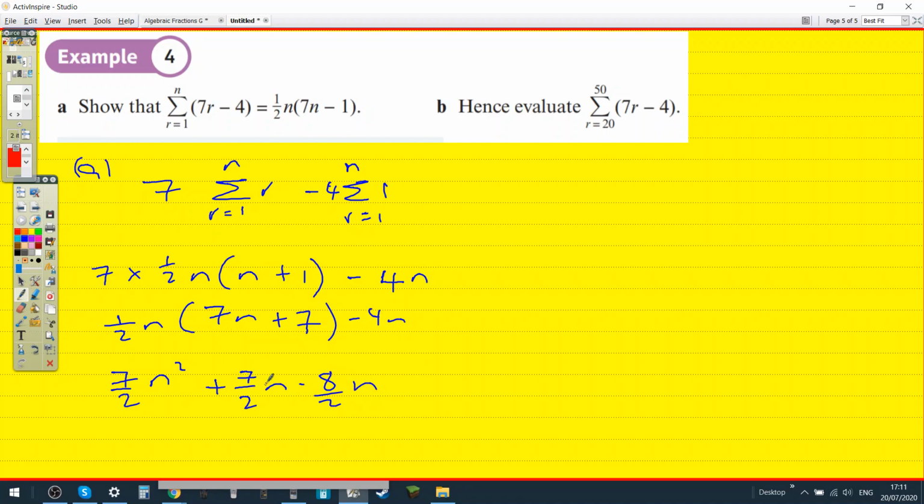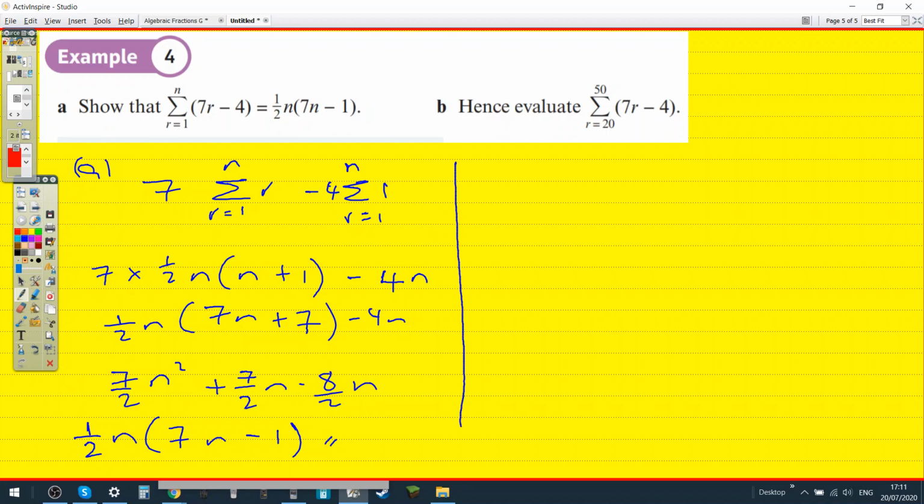This isn't looking good. Maybe it'll work out. So it just says half n, 7n minus 1. So that's going to be 7n minus a half n. Oh yeah, it does. Okay. That works out. And evaluate.